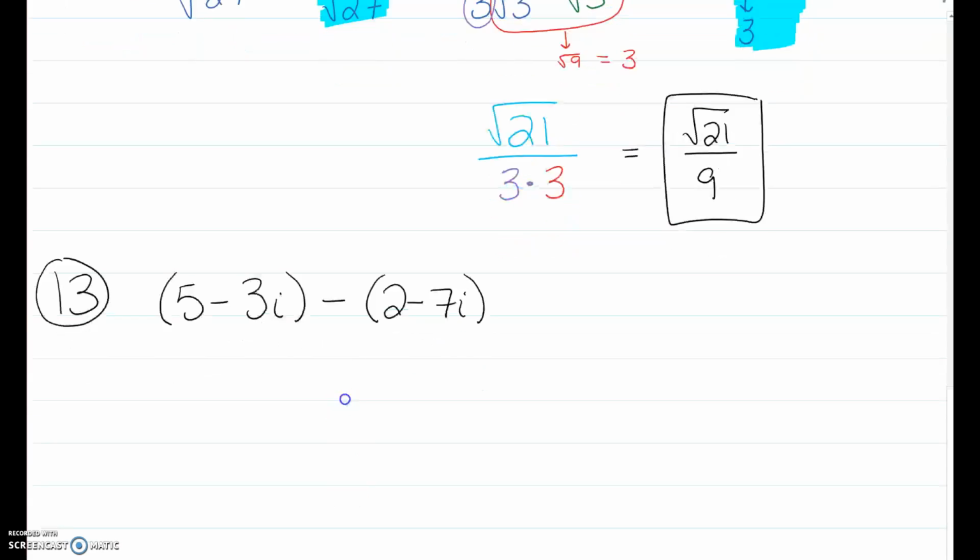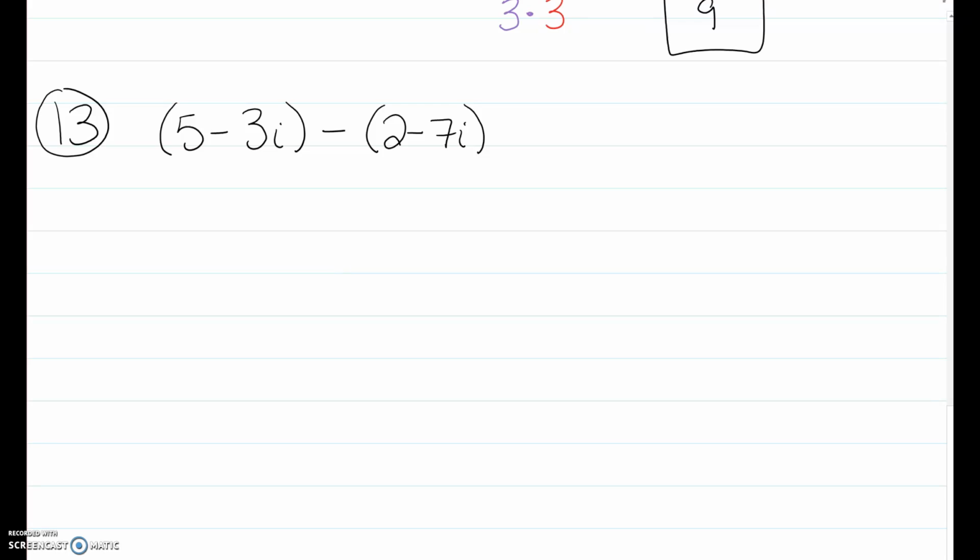When you are subtracting, you have to subtract all of that complex number. You have to subtract the 2. You also have to subtract the 7i, the negative 7i. So we have 5 minus 3i. We need to subtract the 2. We also need to subtract the negative 7i. What is minus a negative 7i going to be?